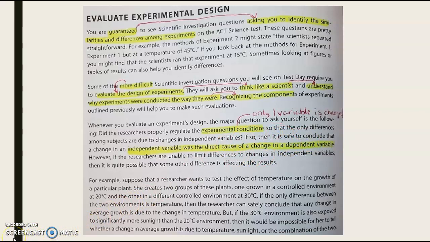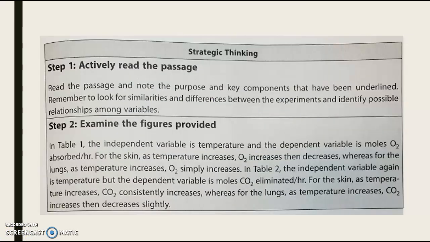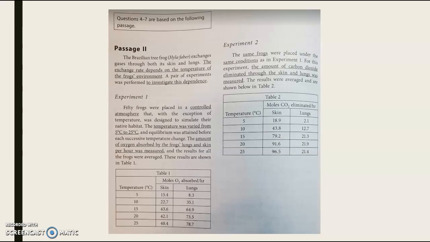Moving forward, we're going to skip up to the strategic thinking, which once again, same as what we've been looking at, actively read the passage and examine the figures. Read through passage 2, which begins on page 574, and answer the questions that follow. We'll be answering questions 4, 5, 6, and 7. Please pause this video, read through this, answer the questions, and then after you've had a chance to answer, press play again where you'll hear the explanation of how I got the answers that I got.